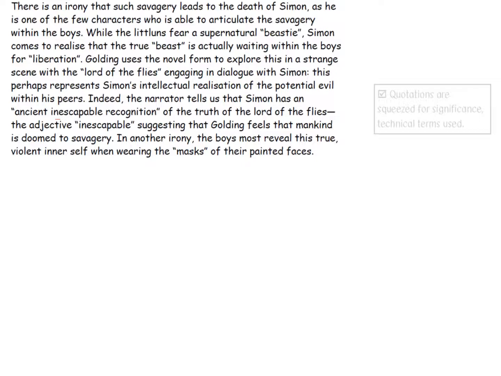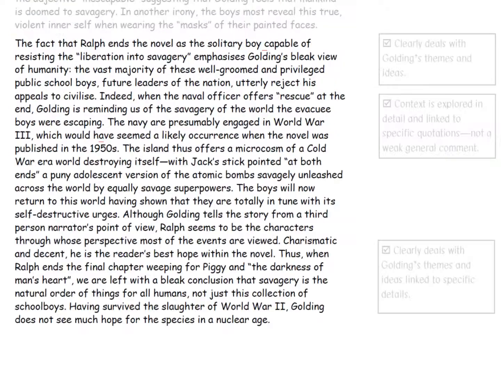This perhaps represents Simon's intellectual realisation of the potential evil within his peers. Indeed, the character tells us that Simon has an ancient, inescapable recognition of the truth of the Lord of the Flies. The adjective inescapable, suggesting that Golding feels that mankind is doomed to savagery. In another irony, the boys most reveal this true, violent inner self when wearing the masks of their painted faces.